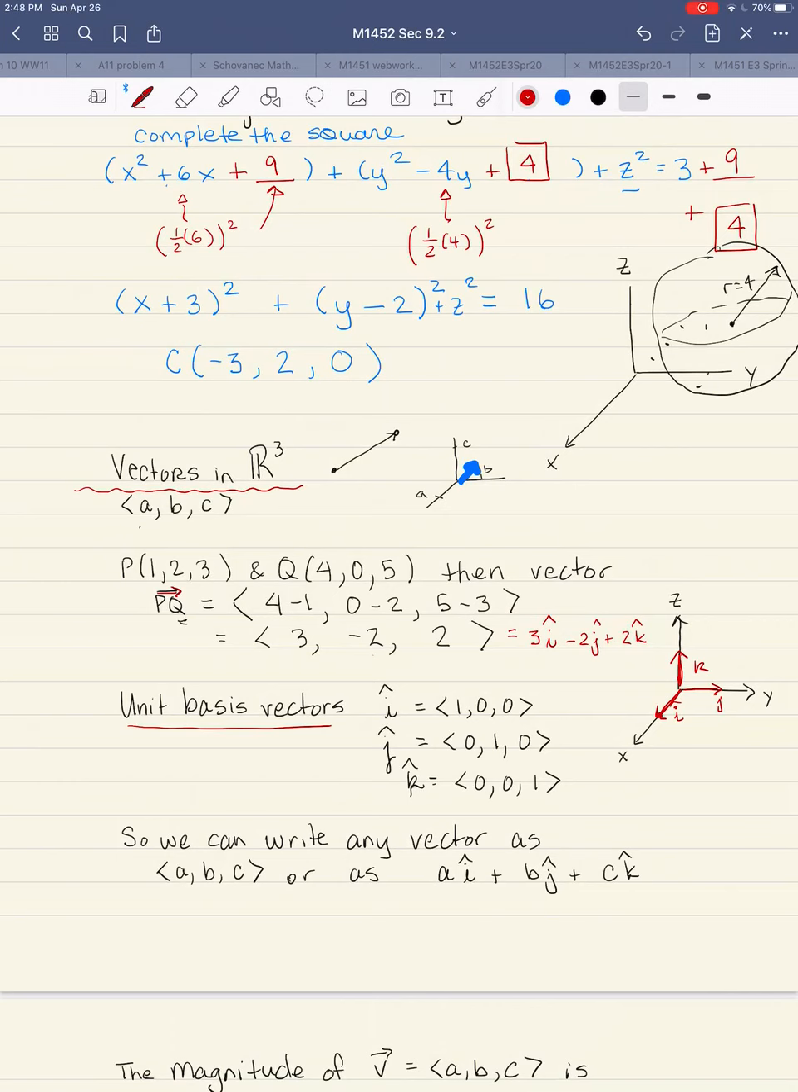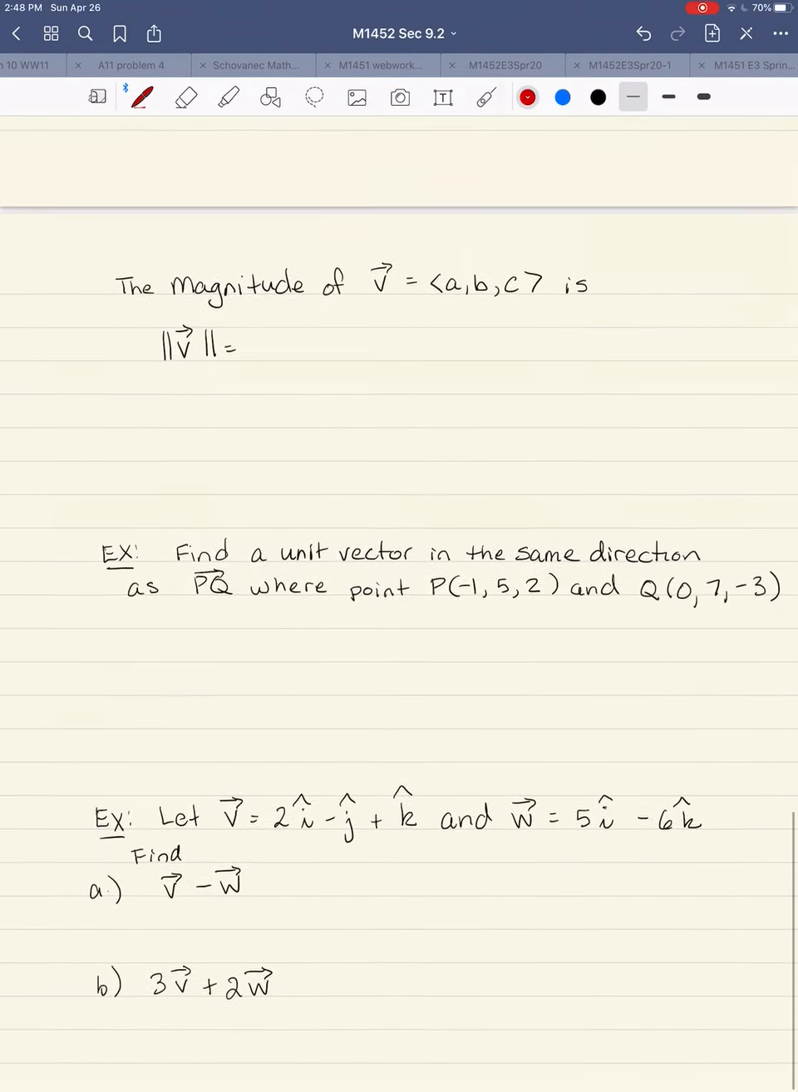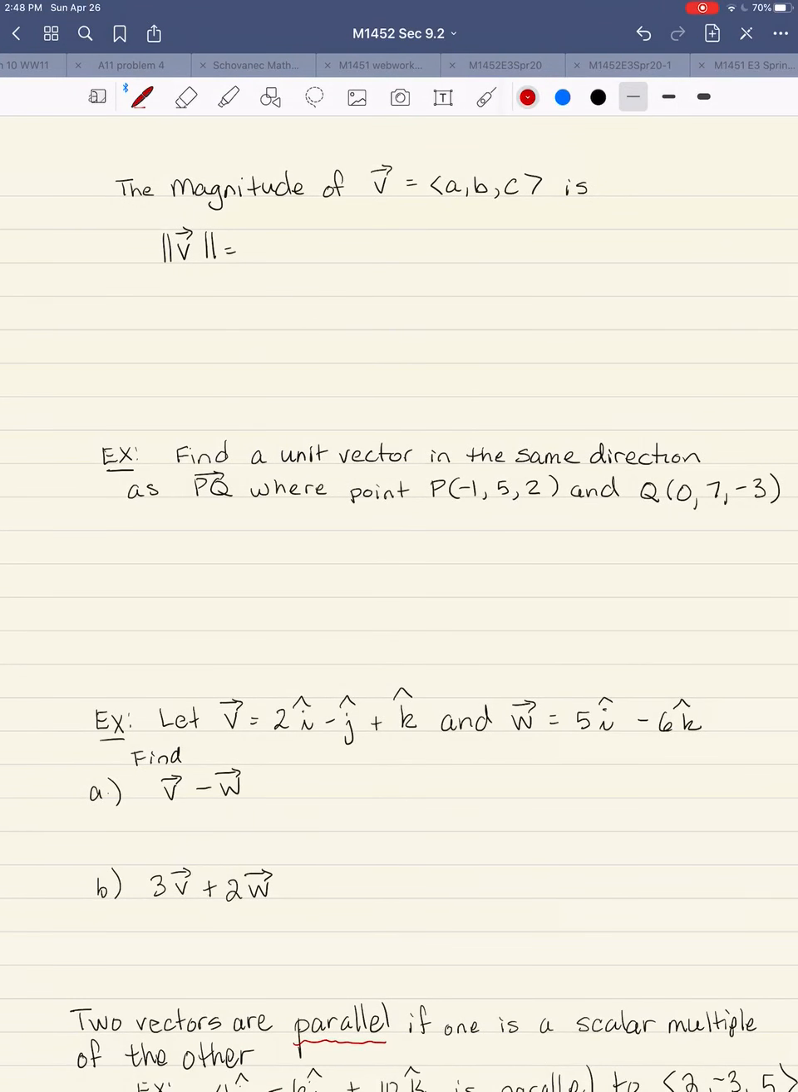So we can write a vector either with the cute sharp brackets or with the i, j, k notation. Get used to doing both. A lot of times in physics we'll use the i, j, k notation. In Cal 3 we mix them up. We do a little bit of both.